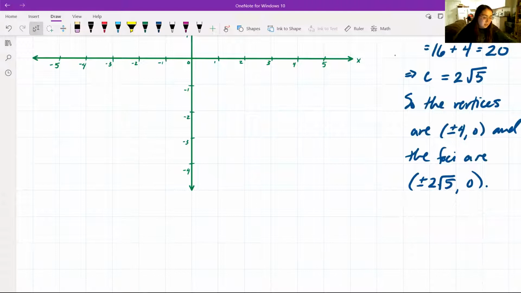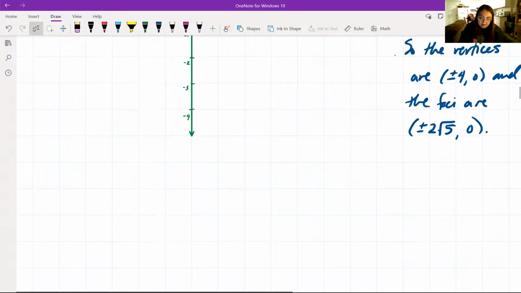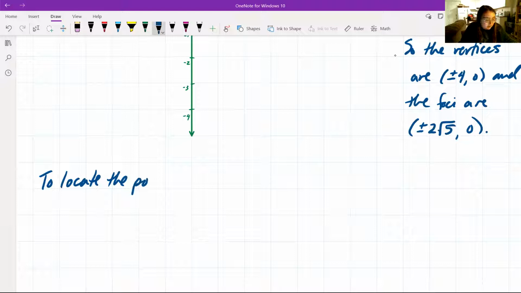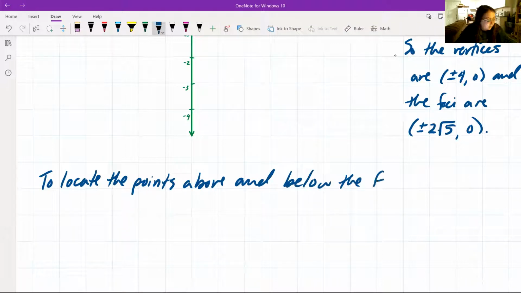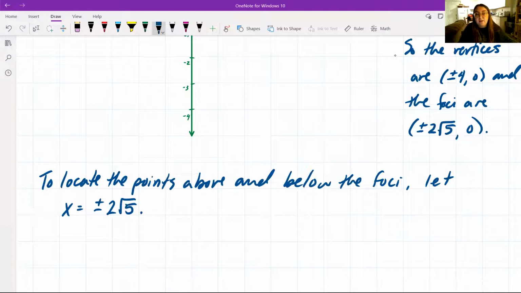So we want to locate these points above and below the foci. I'm going to write this over here. So to locate the points above and below the foci, we're going to let x equal plus or minus 2 times the square root of 5. And then we're going to plug this value into our equation.